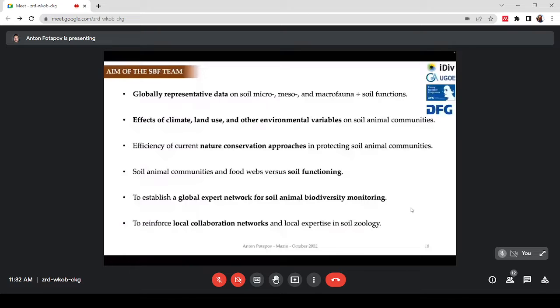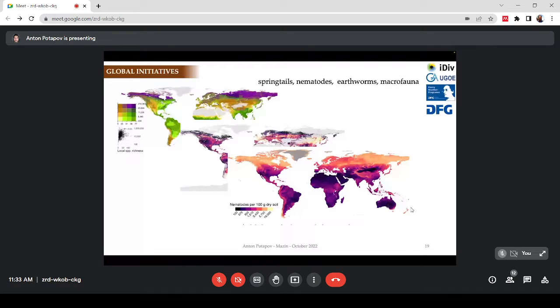And the question is whether we do anything new, because recently there were a number of initiatives that focused on the global scale distribution of soil animals, such as springtails, nematodes, earthworms, or macrofauna. And here are some example maps that were produced. So is there anything new in what we do particularly? And the answer is yes, there are a lot of new things we do, because first of all, this information is coming from separate publications. So what we want to do is study comprehensively the entire soil food web across different groups of organisms and get information about the interactions between these organisms.